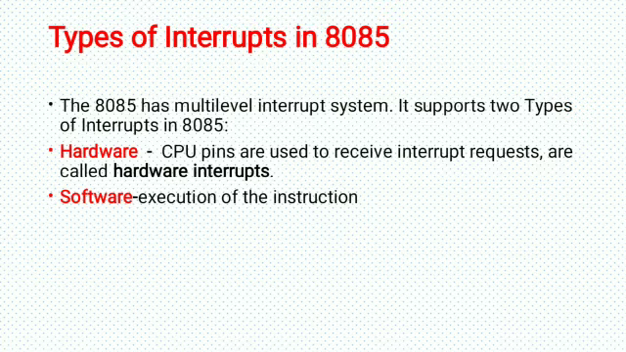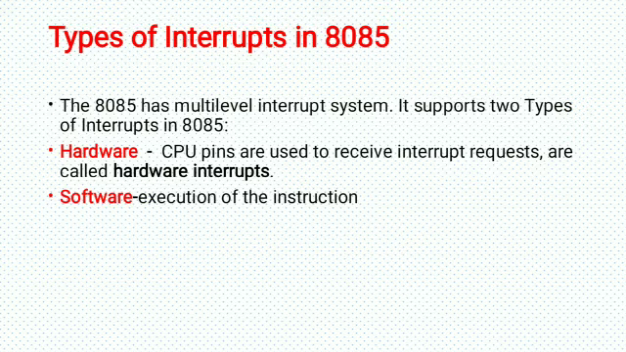Non-vector means the interrupt address is not known. For example, INTR. In the INTR signal there is no vector address. The next one is a maskable interrupt. A maskable interrupt means you can disable the interrupt by writing some instruction into the program. For example, RST 7.5, 6.5. A non-maskable interrupt means the interrupt cannot be disabled by writing any instruction into the program.